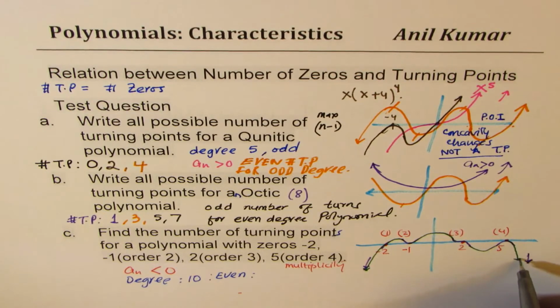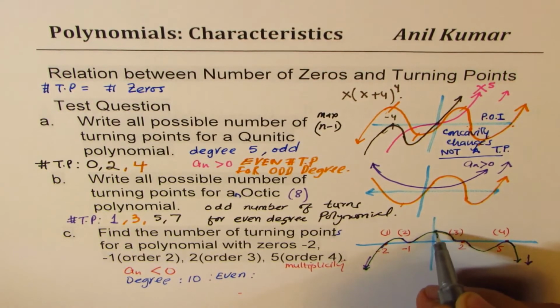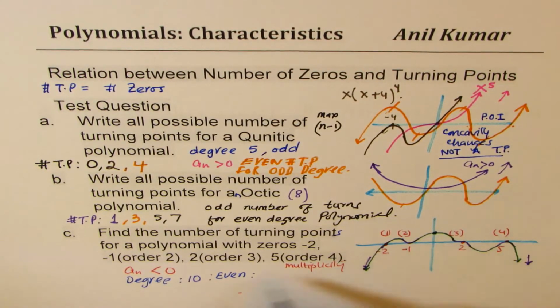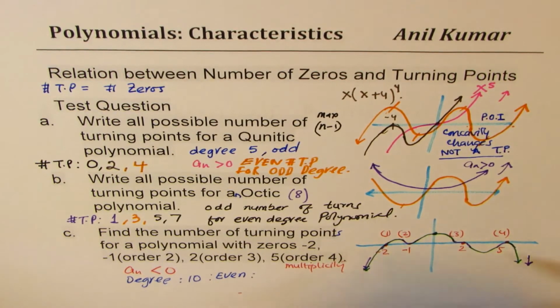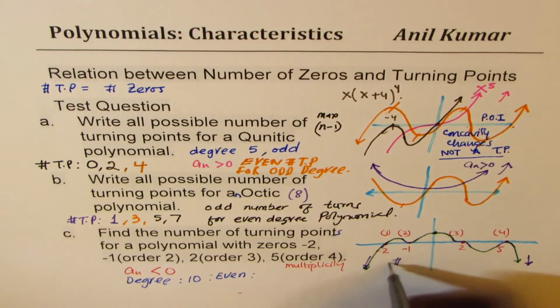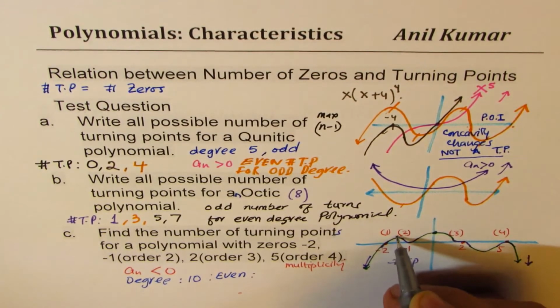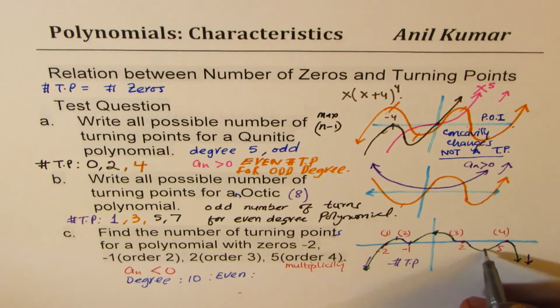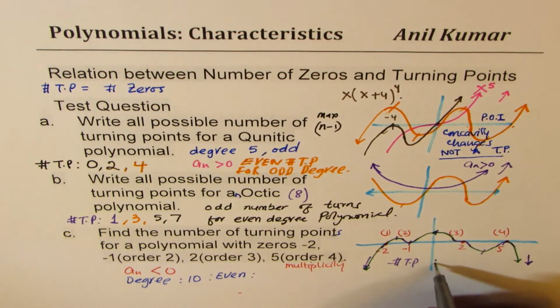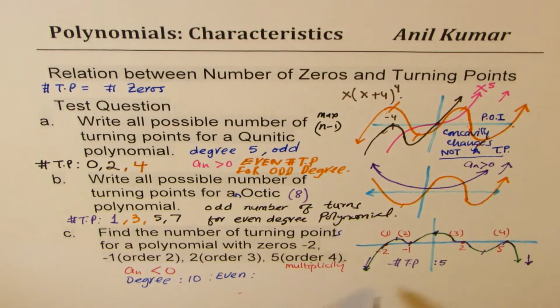And then, perfect. This is your y-intercept. So at present we have a general function. If I know the value, it becomes specific. Correct. Let's count the number of turning points. So what is the number of turning points here? We have 1, 2, 3, 4 and 5. So the number of turning points is 5.